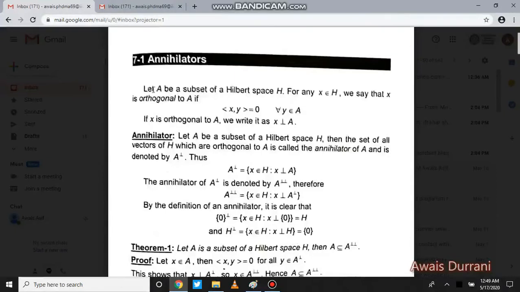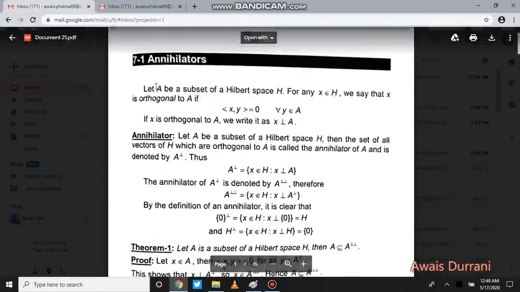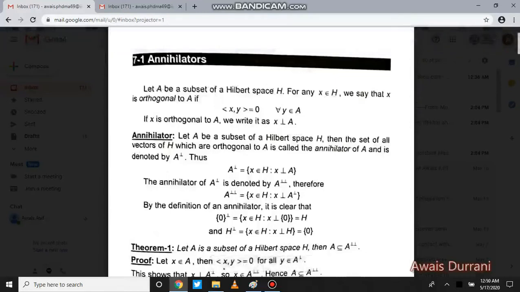So suppose we have a Hilbert space or complete inner product space H, and we take a subset A of this H. A is a subset of H. Then we say that some element small x of H is said to be orthogonal to the whole set A if this x is orthogonal to every element of A.